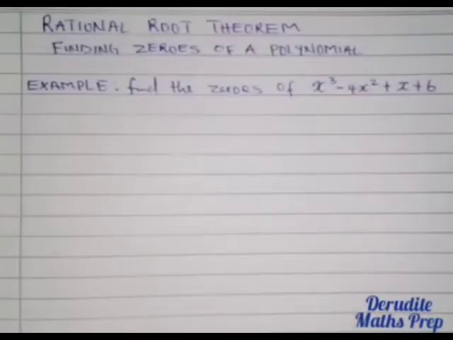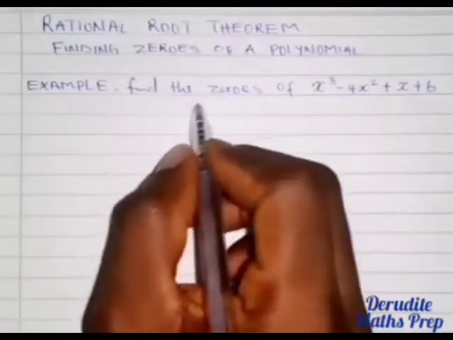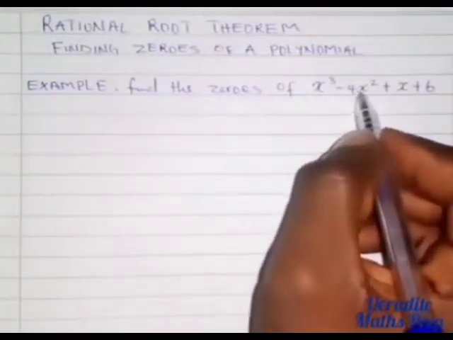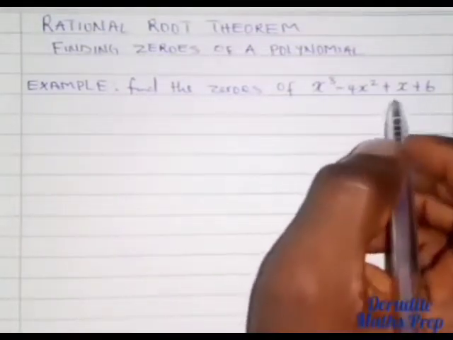Welcome to another tutorial. In this tutorial, we'll be looking at the rational root theorem and using it to find zeros of a polynomial. An example I've been given here: find the zeros of x cubed minus 4x squared plus x plus 6.